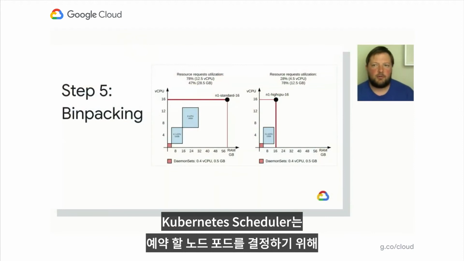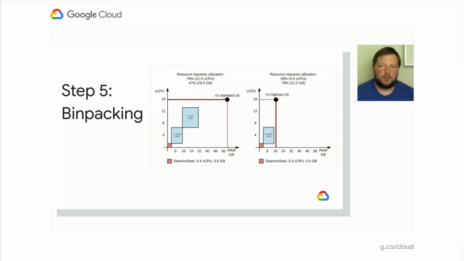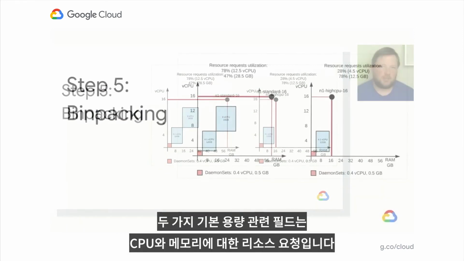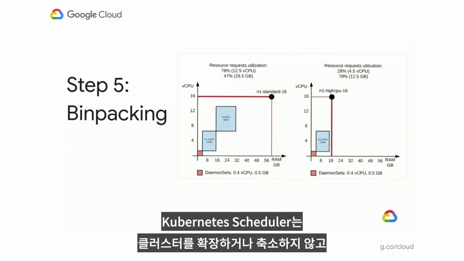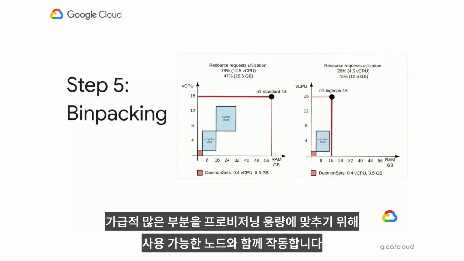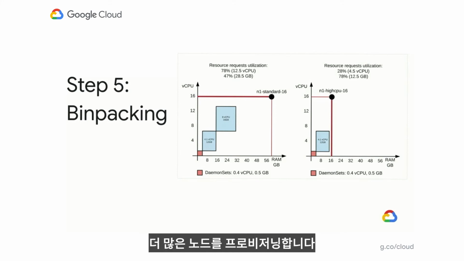Kubernetes scheduler takes several pod properties into consideration to decide what node a pod gets scheduled on. Two primary capacity-related fields are resource requests for CPU and memory. Kubernetes scheduler does not scale the cluster up or down, but rather works with available nodes, aiming to fit as many pods as possible into provisioned capacity. And when this is not possible and pods are pending, cluster autoscaler provisions more nodes.